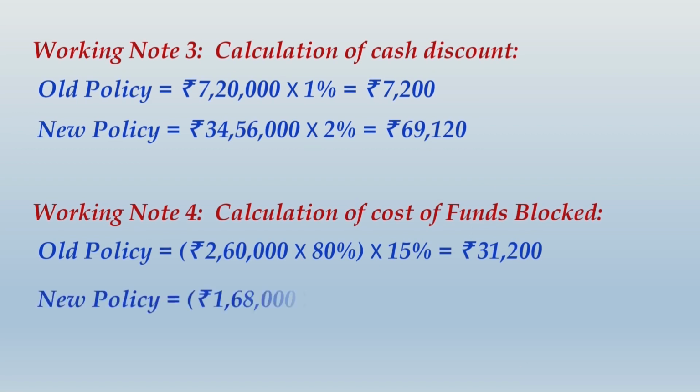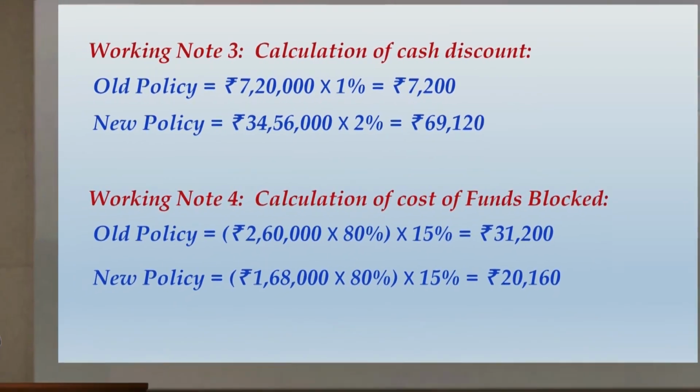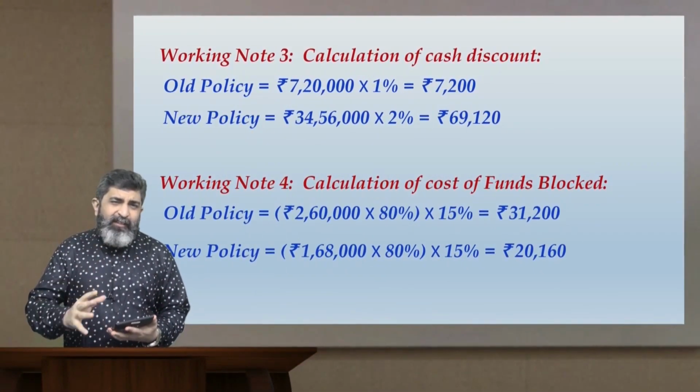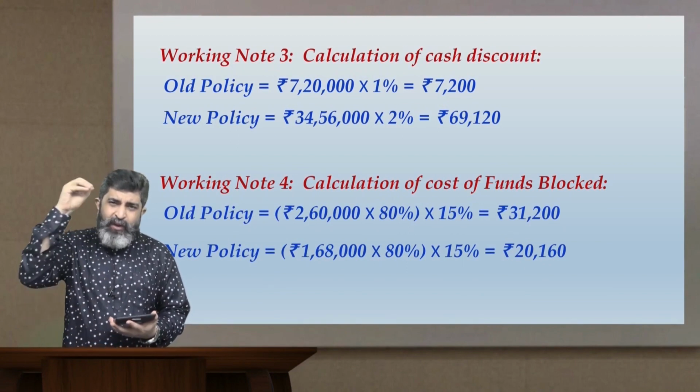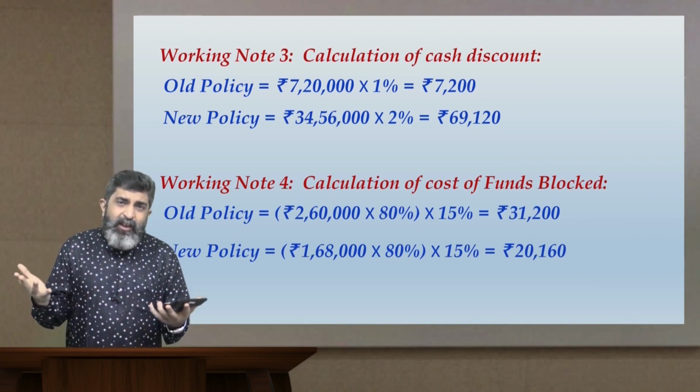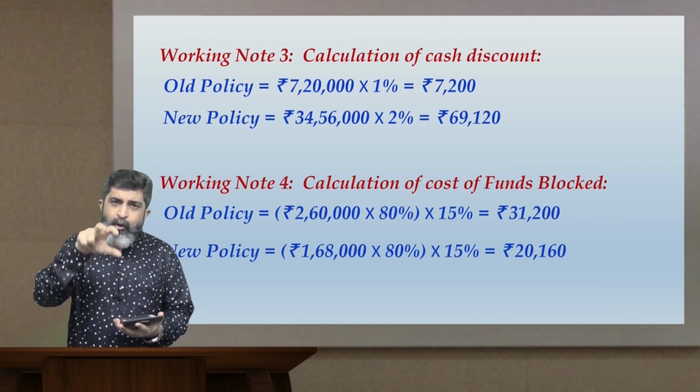And then under new policy, your cost of funds blocked will get reduced because your average balance of debtors has reduced to 1,68,000, and 80% of that will be the funds blocked, and 15% of the funds blocked will be cost of funds blocked. Let me explain one very important point over here with respect to your average debtors balance. So many students may have confusions in their mind that why did sir calculate average balance of debtors. It's just another way of approaching the amount of funds blocked.